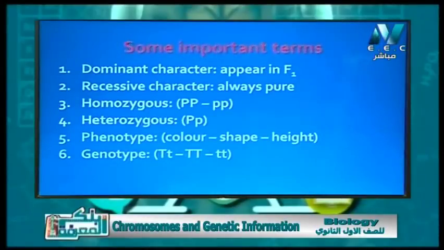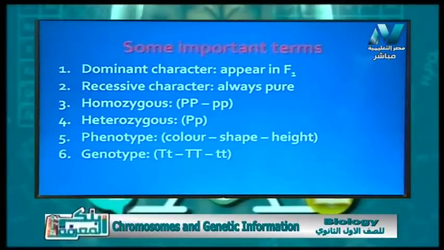And also we have another important term, homozygous. Homozygous means the individual has 2 similar genes, whether they are dominant, capital P, or recessive, small p. So the 2 genes are similar. This is why we call it homozygous. And also we call it pure genes.